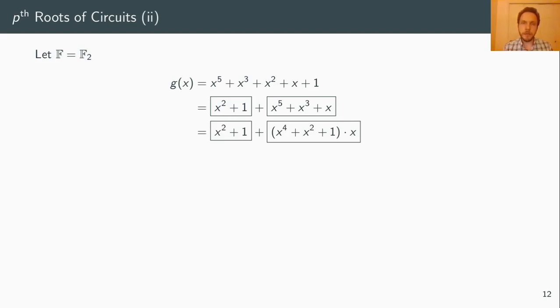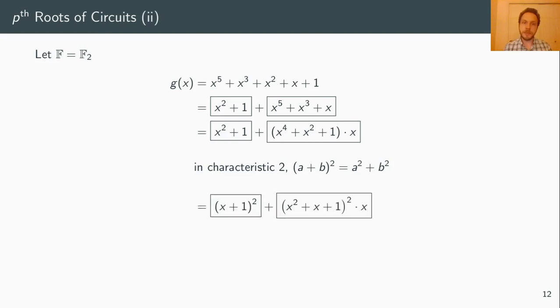Okay, now we're going to use our key property of characteristic 2 here. Namely, in characteristic 2, the square of a plus b is the same thing as a squared plus b squared. So if you notice, in this third line here, we're writing g as the sum of some polynomial, all of whose powers are even, plus x times a polynomial, all of whose powers are even. So if we have a polynomial whose powers are even, this a plus b squared equals a squared plus b squared is telling us that we can pull that square out.